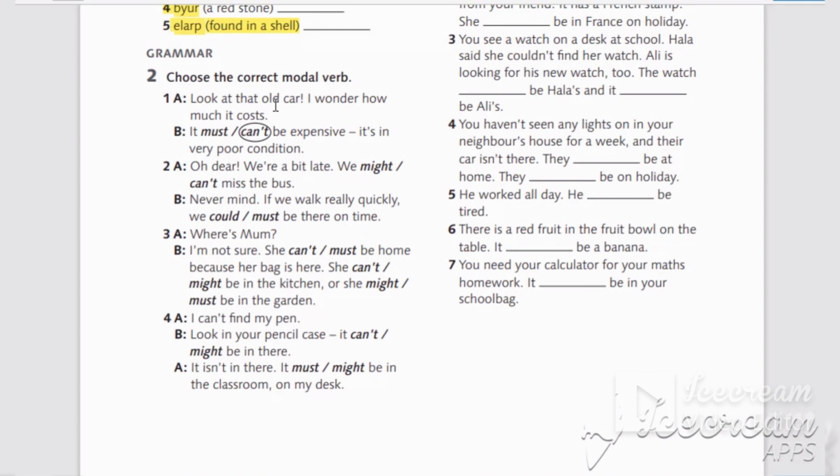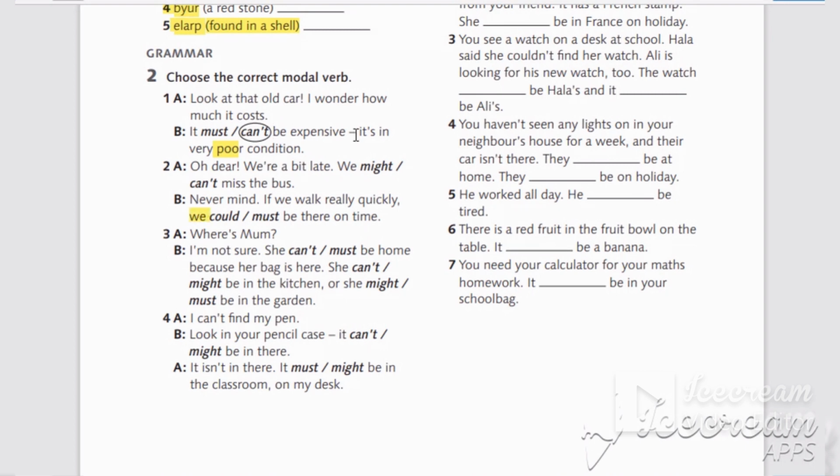Look at that old car. I wonder how much it costs. It must or can't be expensive. It's in a very poor condition، يعني حالتها سيئة جدا. So مستحيل تكون غالية. Okay, go to A. شوف.